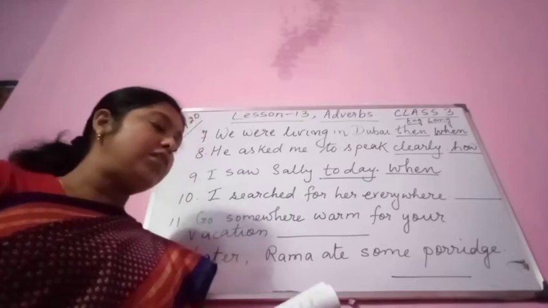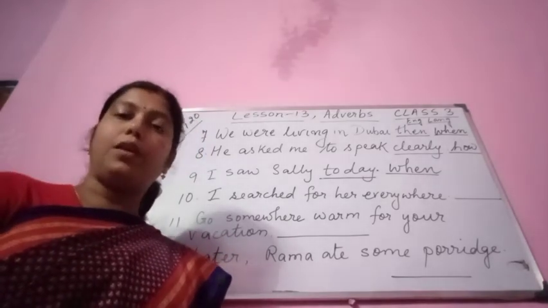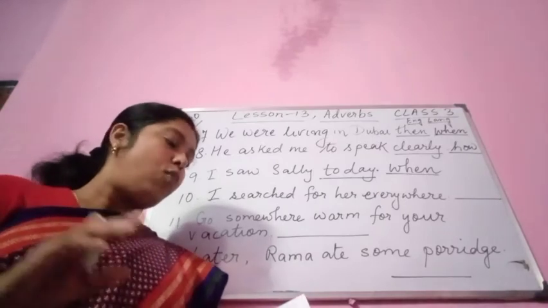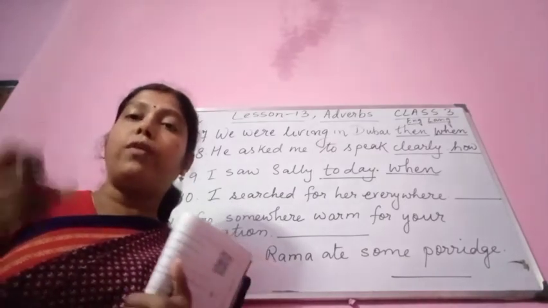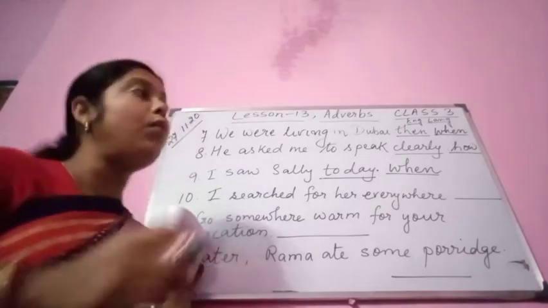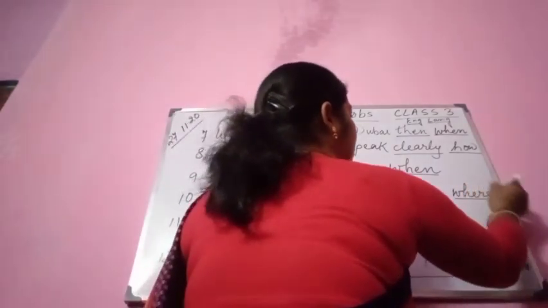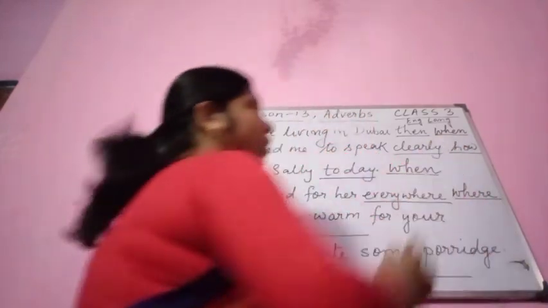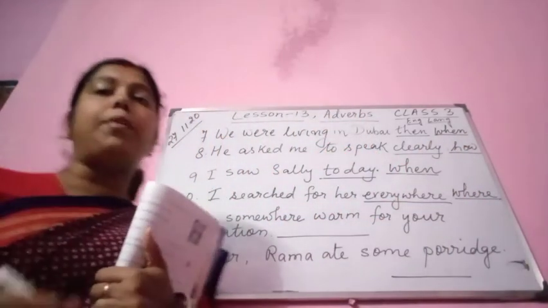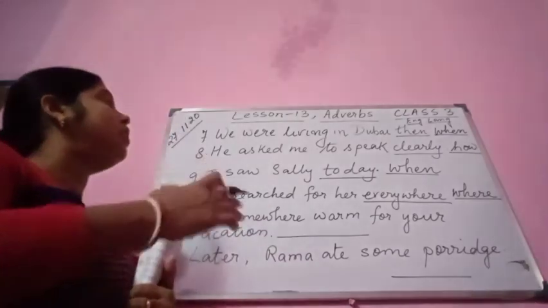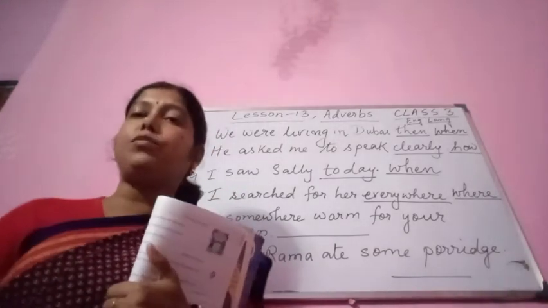Alright. I searched for her everywhere. Where did I search for her? Everywhere. So, you see here, everywhere is the adverb here, and it is telling us about where the action is being performed. I searched for her everywhere. Where did I search for her?